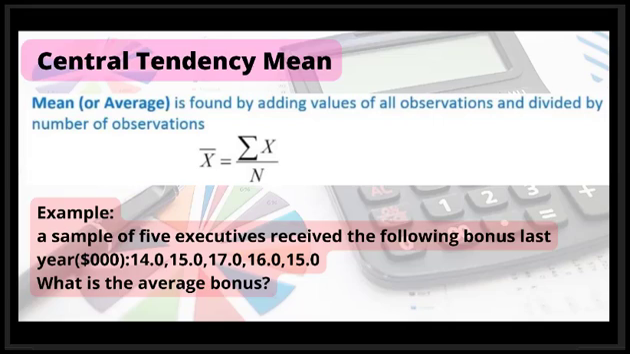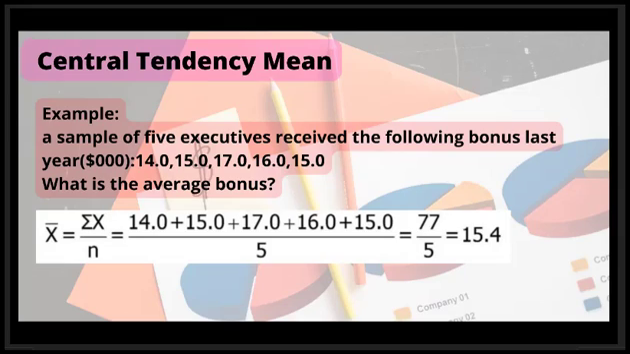So that is the average. Simply, average is nothing but adding up all the observations and dividing by the number of observations. It gives you a metric of what is the average number, a metric which describes your data simplistically. In this case, the average is 15.4. Some executives got less and some got more, 16 and 17, but on average 15.4.